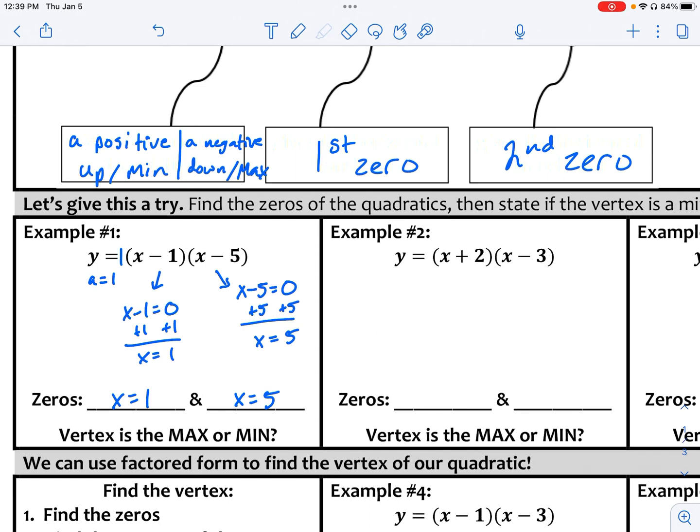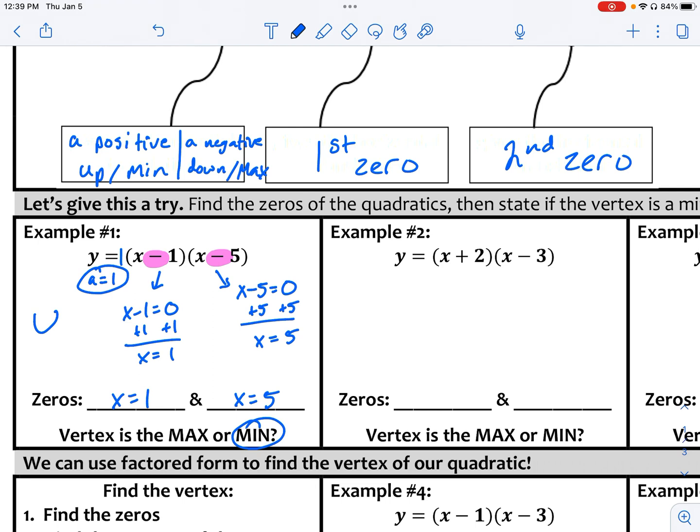Notice they did change the sign. So this was a minus 1 and a minus 5, and then they became a positive 1 and a positive 5 in the answer. So if you get good at this, you can just skip the set equal to 0 step, and you can just switch the signs to get the zeros. So again, and then vertex is the max or the min. Well, a is positive, so we know if it's positive, it's opening up. So that point at the bottom is a minimum.